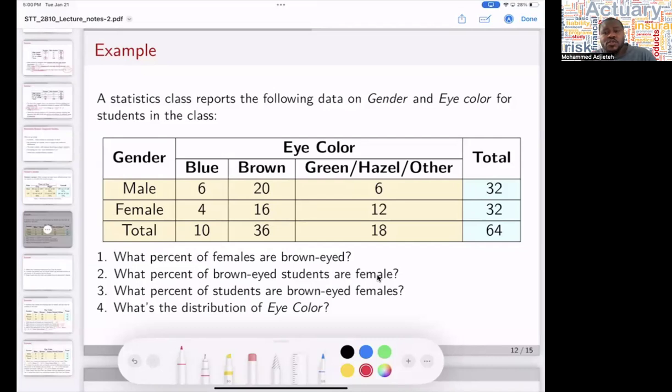This is a video just to solve an example in chapter 3. And so we'll just go straight into that. So we already know what a contingency table is. So we have this example here.